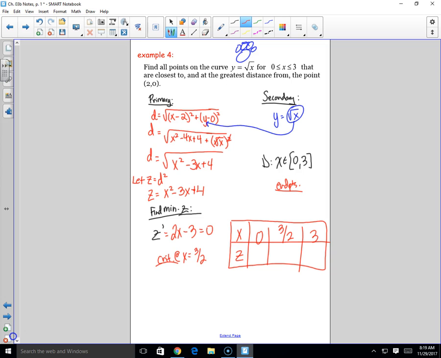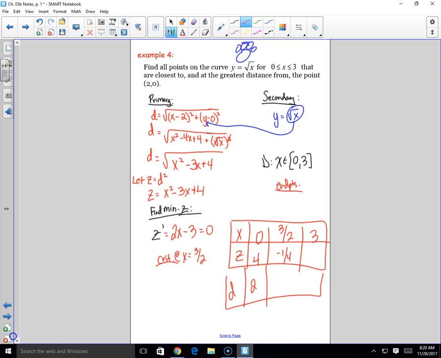Plugging into z, 0, 0, 4. Square root of 4 would be, if you needed the distance, d is 2. Plugging in 3/2, that would be 9/4 minus 9/2 would be negative 9/4 plus 8/4. Is that negative 1/4? Hold on, that doesn't make sense.